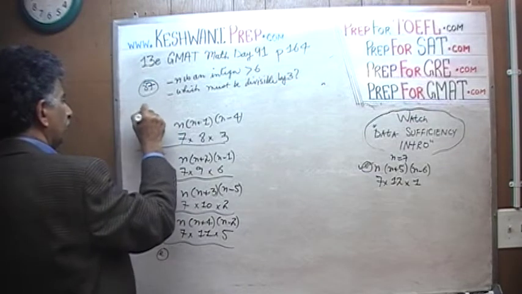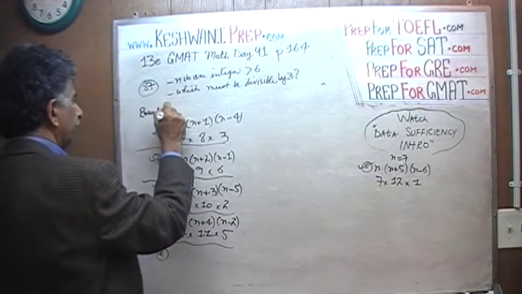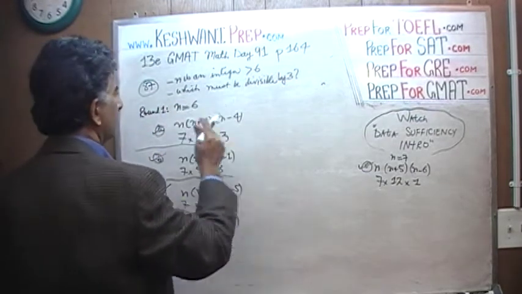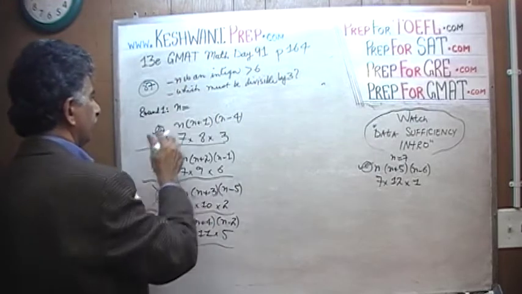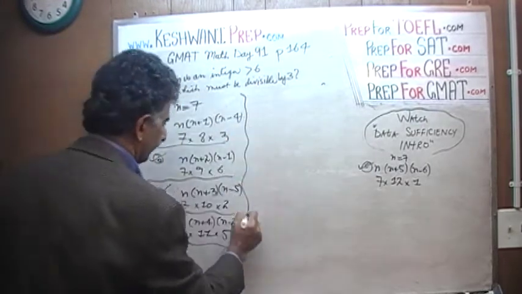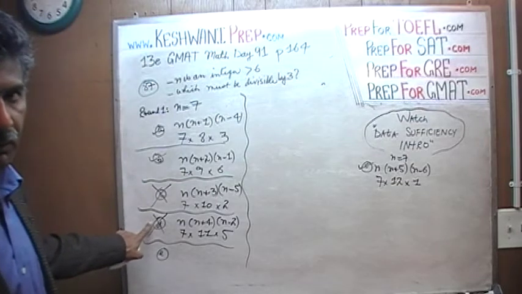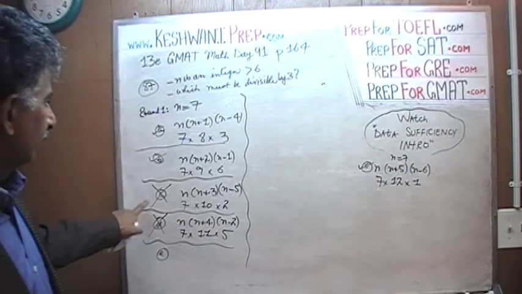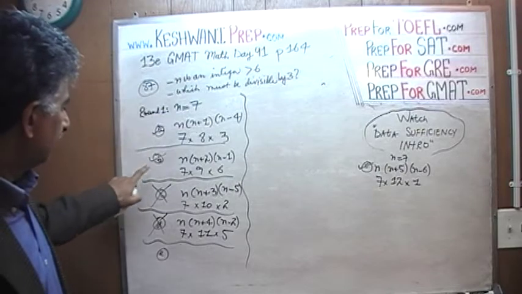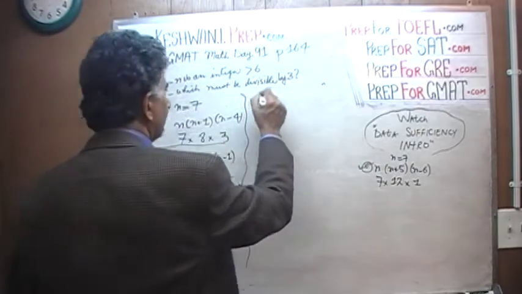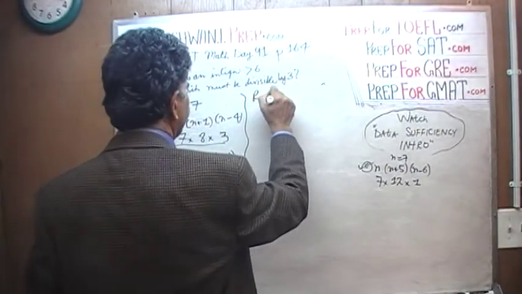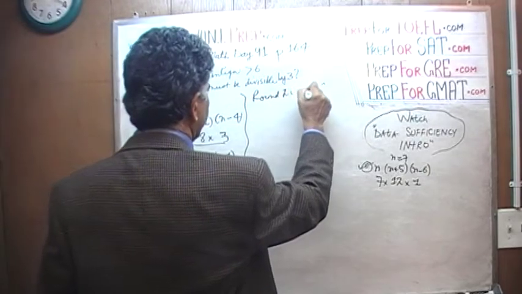So that one was round 1, n equal to 7. In round 1, we knocked out 2 of the choices. C and D are already gone. They are no longer contenders. The contest is now between A, B, and E. Let's plug in round 2, n equal to 8.